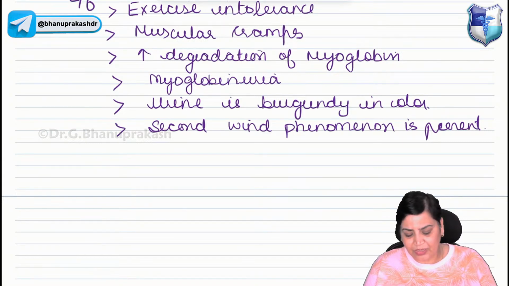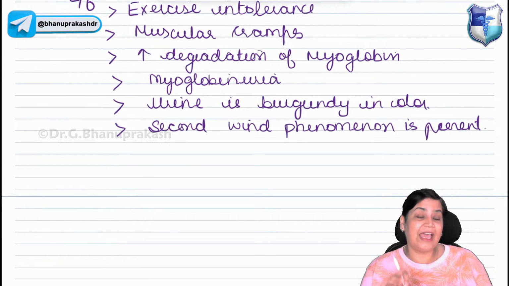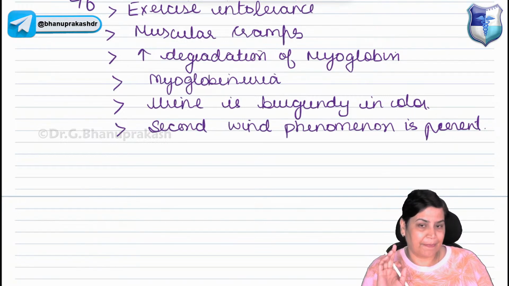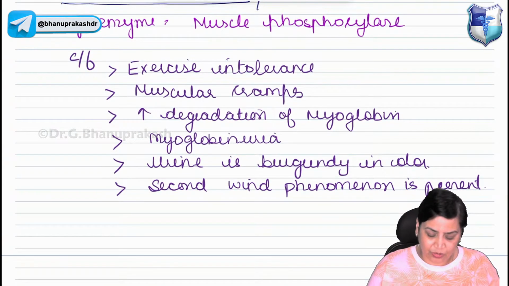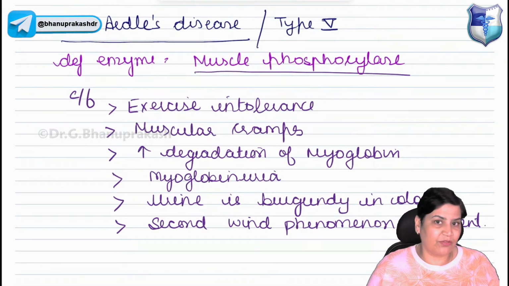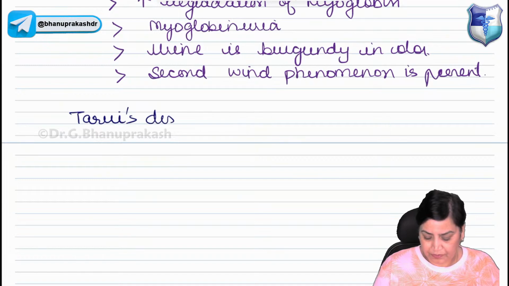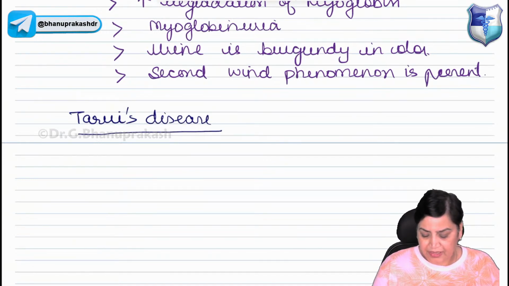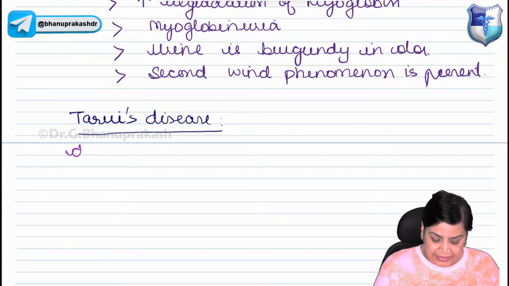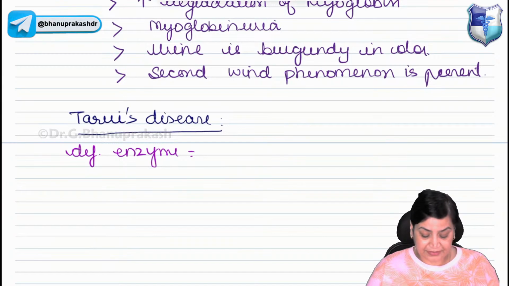The reason I am telling you this is that it is the basic difference between McArdle's disease and Tarui's disease, which is type 7. After this I'll explain Tarui's disease. In McArdle's disease, the deficient enzyme you have to focus on is muscle phosphorylase. And if I talk about Tarui's disease, what is the deficient enzyme here?